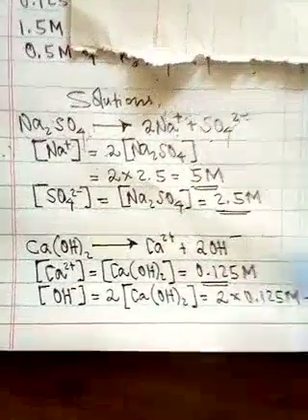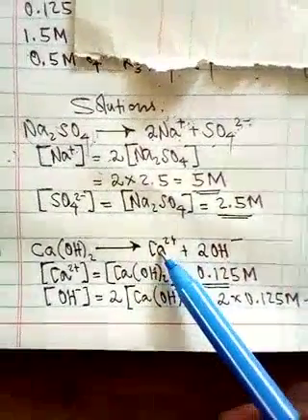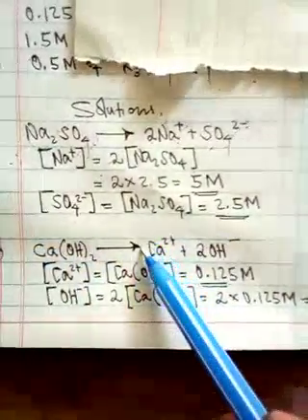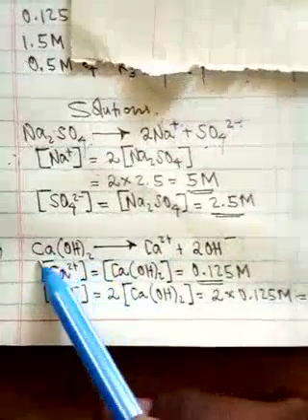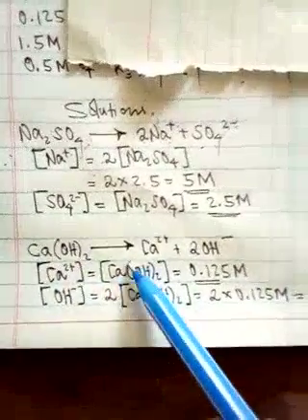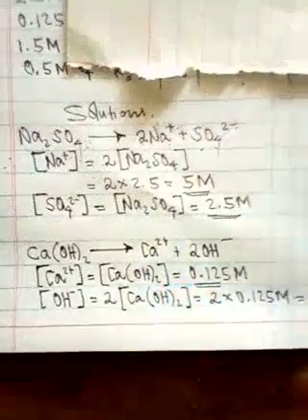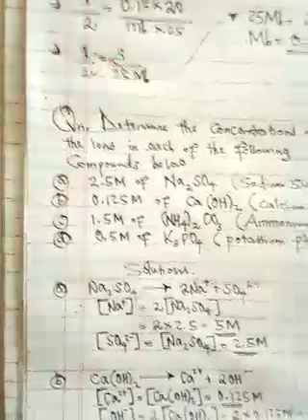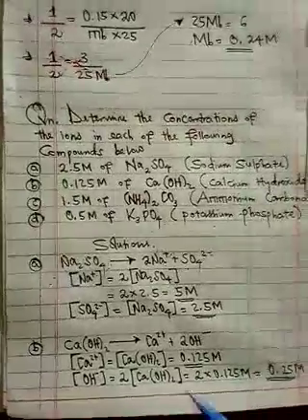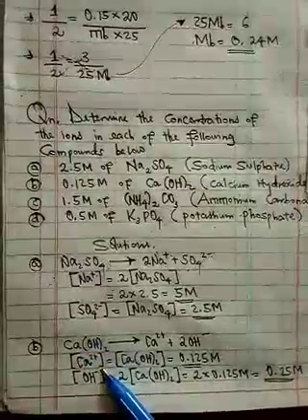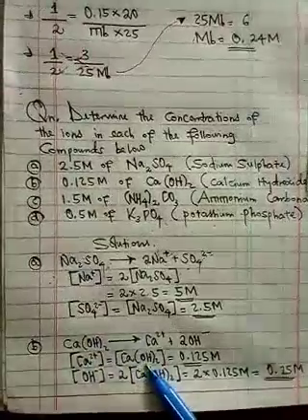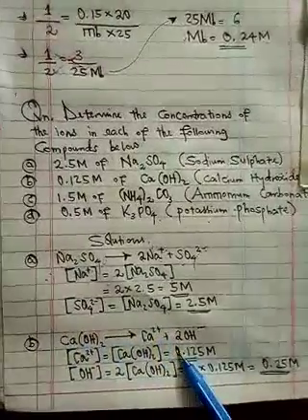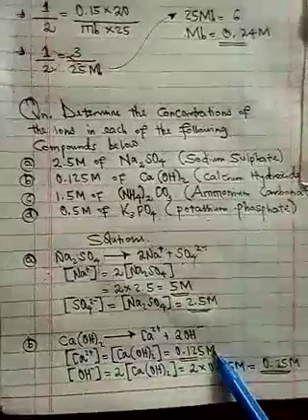Again, same thing. The mole ratio between the calcium and the calcium hydroxide is 1-to-1, which means that the molarity of the calcium ions is going to be equal to the molarity of the calcium hydroxide which has been given. And the value according to the question is 0.125. So the molarity of the calcium ions is equal to the molarity of the calcium hydroxide, because the mole ratio is 1-to-1, so the value is just going to be 0.125.